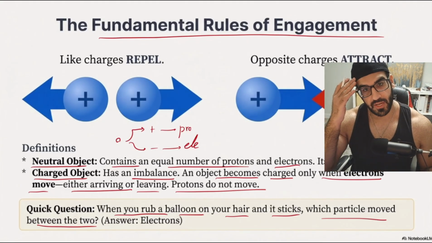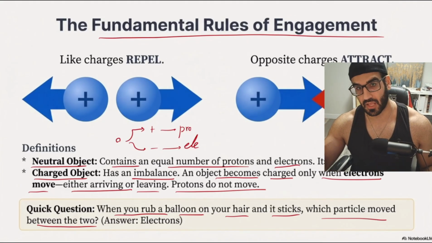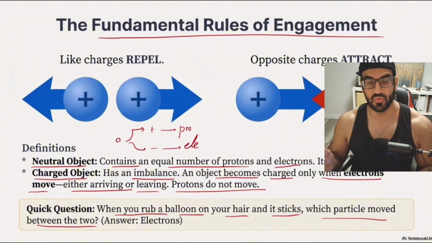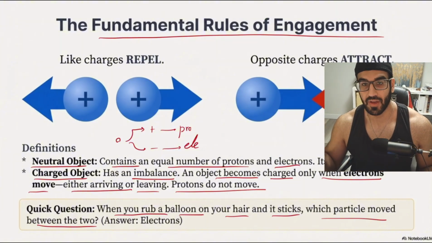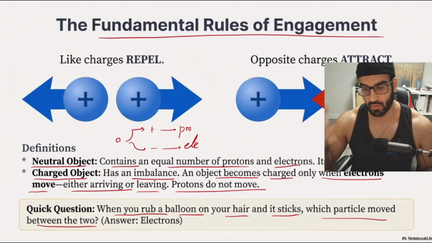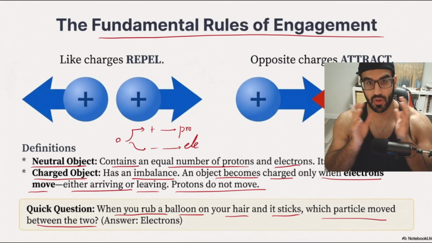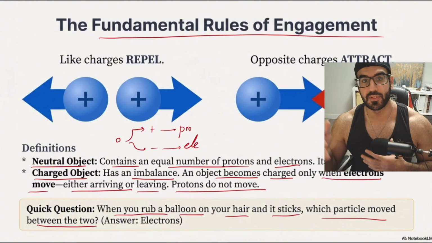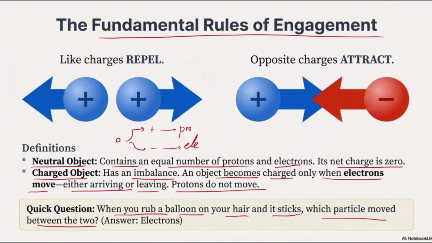So when the negative charge gets absorbed by the balloon, the balloon is going to be negative and my head, or the whole body, is going to be positive. That's why those things are going to stick to each other. As we know, opposite charges are going to attract each other, right?